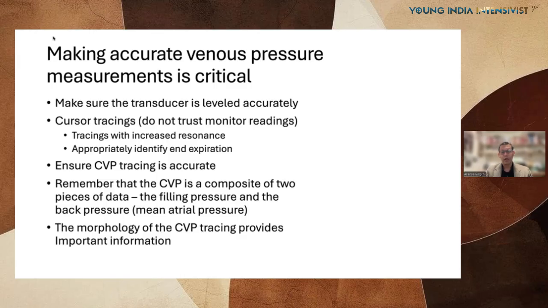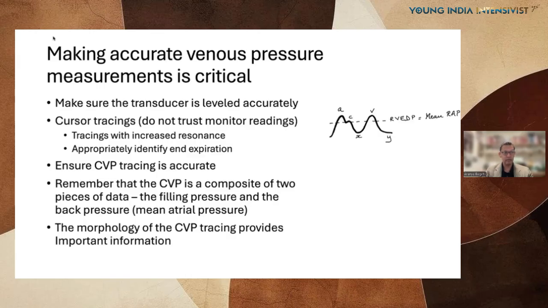Never trust your monitor readings. Your ICU monitors are going to have a number on the screen. That number is oftentimes inaccurate, in part because some tracings will have increased resonance, or what some people call fling. The computer doesn't know when to measure the venous waveform, so you want to measure it at end expiration to get the accurate CVP tracing. And this is really important.